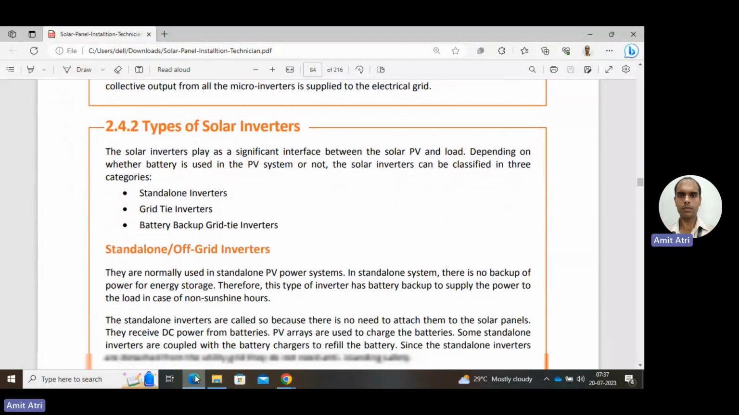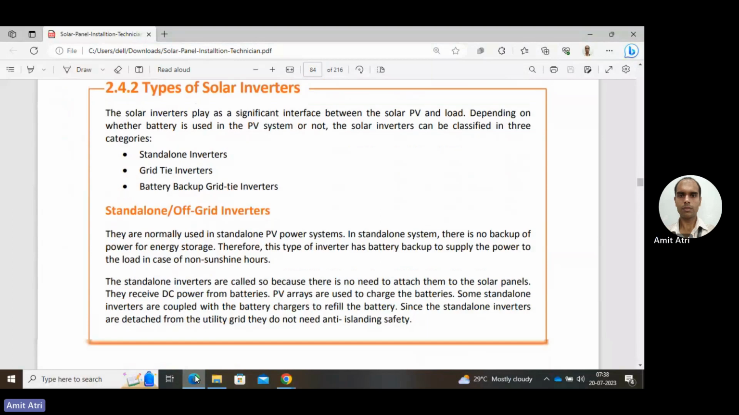Now, types of solar inverter. So three types. Basically, we are dividing the solar inverters into standalone inverter, grid tie inverter, and battery backup grid tie inverter. Okay, so first of all, standalone or off-grid inverters.